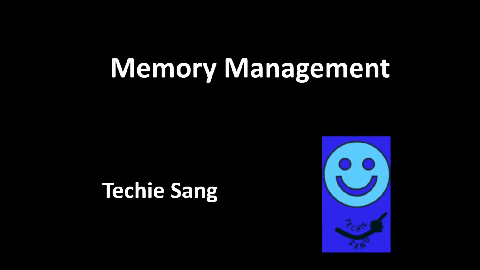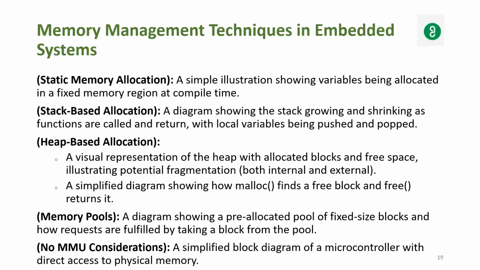We are going to discuss memory management in embedded systems. Memory. Static memory allocation. Variables are allocated in fixed memory regions at compile time.